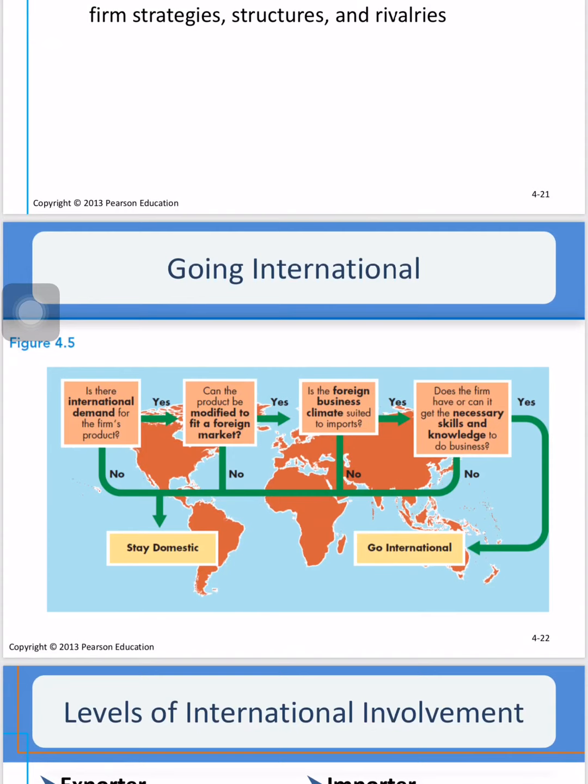If yes, you proceed. If no, you just stay as a domestic business. Then if yes, you go to the next one: does the firm have, or can it get, the necessary skills and knowledge to do business? If no, you just stay as a domestic business. If yes, you can go for international.